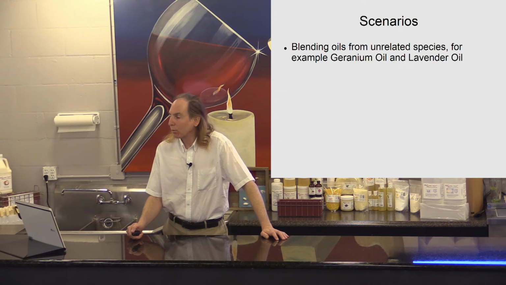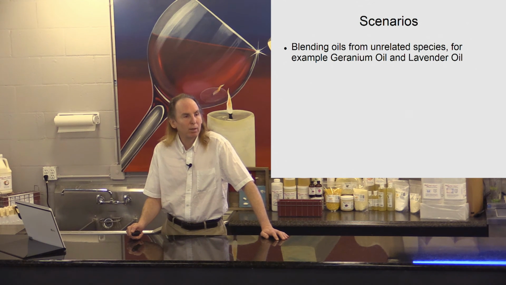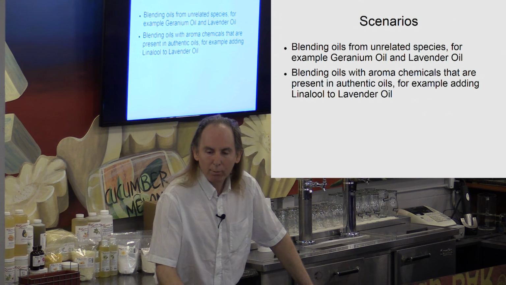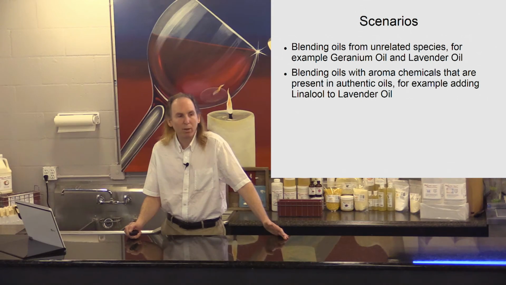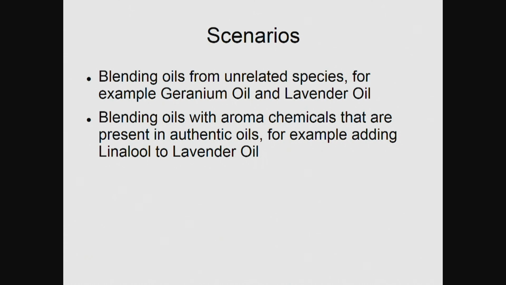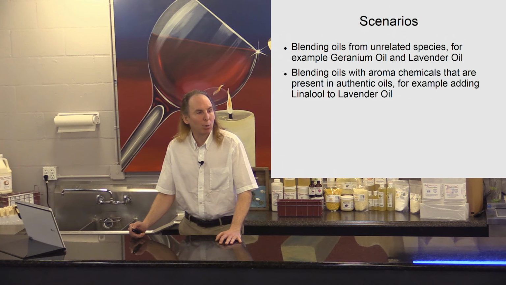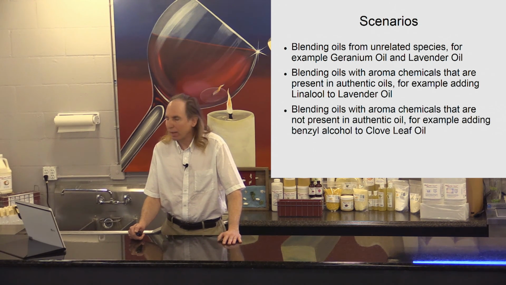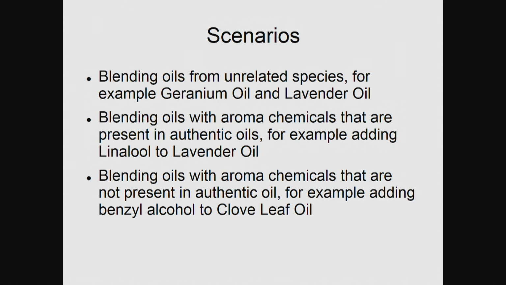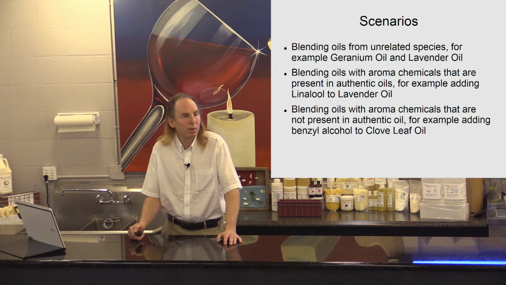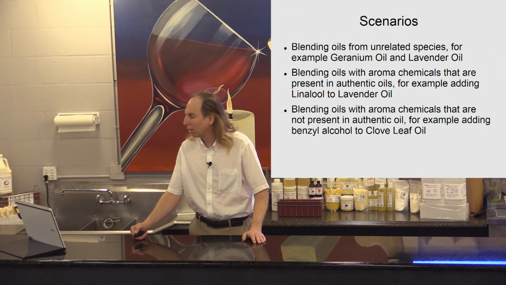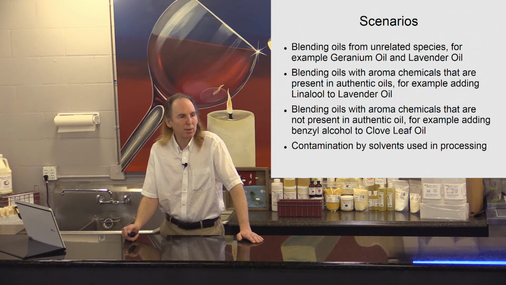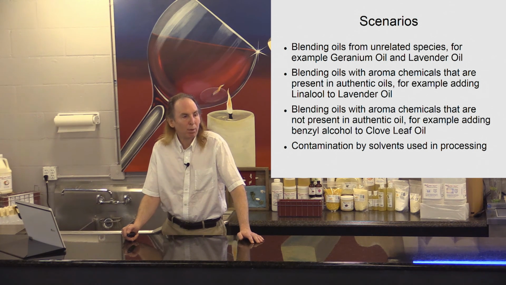You could blend oils from unrelated species. So geranium and lavender both have linalool and linalyl acetate. You could cut lavender oil with geranium oil. And finally, you could blend oils with aroma chemicals that are present in authentic oils but not present in that particular oil. Linalool belongs in lavender oil, but you might cut lavender oil with linalool, something that belongs there, but not in the proportion that it belongs there. And finally, you could add things to the oil that really don't belong there. So benzyl alcohol doesn't belong in clove oil, but if you blend clove oil with benzyl alcohol, it smells okay. It smells like clove oil, but the benzyl alcohol is not a natural component of clove oil. Finally, you could have contaminations, unintentional contaminations from the processing of the sample.